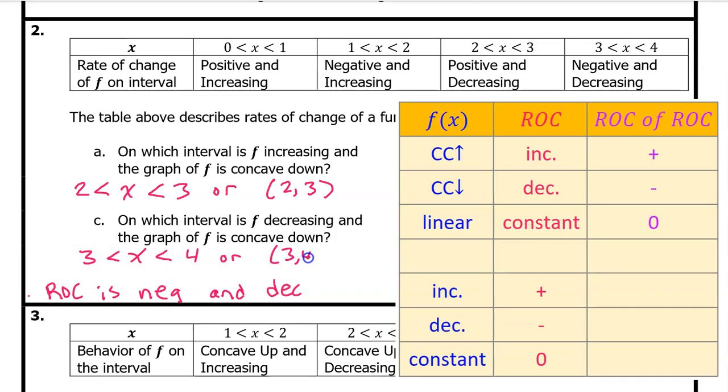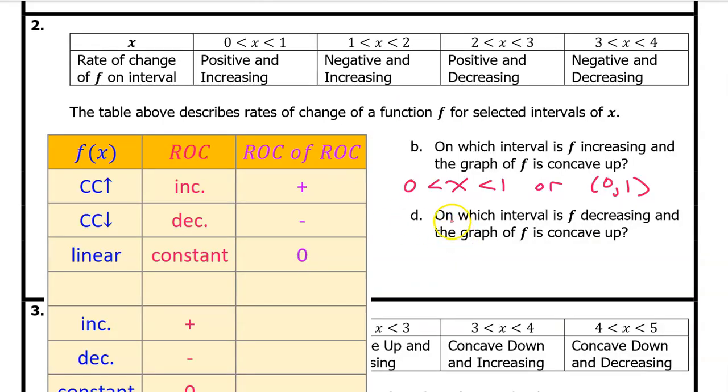Part D. On what interval is f decreasing and the graph of f is concave up? If f is decreasing, then the rate of change is negative. And if f is concave up, then the rate of change is increasing. So on what interval is the rate of change negative and increasing? That's the interval from 1 to 2. So that's it for number 2.